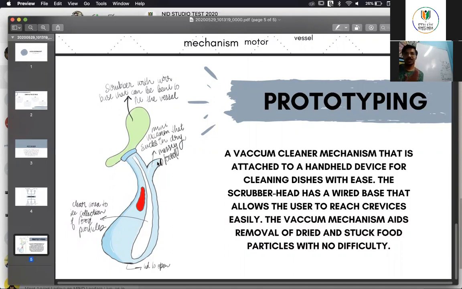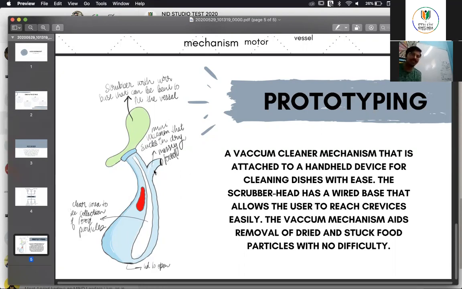Wait a minute. How will a vacuum cleaner be able to suck up food particles which are dried up and stuck on the surface of the vessel? This is a vacuum which is going to suck that dried food particle on the base of the vessel, on the surface, anywhere on the vessel. So you mean to say this vacuum thing is going to remove it? It will suck that out from the surface. Do you think it's possible? I think so. If you keep a sort of metal lining at the open end of that area, it can easily.